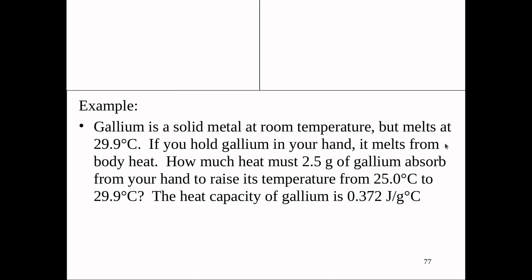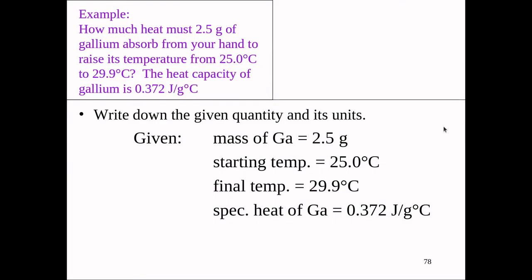So we're given more quantities in this problem than in the other problems. Let's make a list to make sure that we don't miss any. We're given the mass of gallium, 2.5 grams. We're given a starting temperature, 25 degrees Celsius. We're given a final temperature, 29.9 degrees Celsius. And we're given the specific heat of gallium, 0.372 joules per gram degrees Celsius.